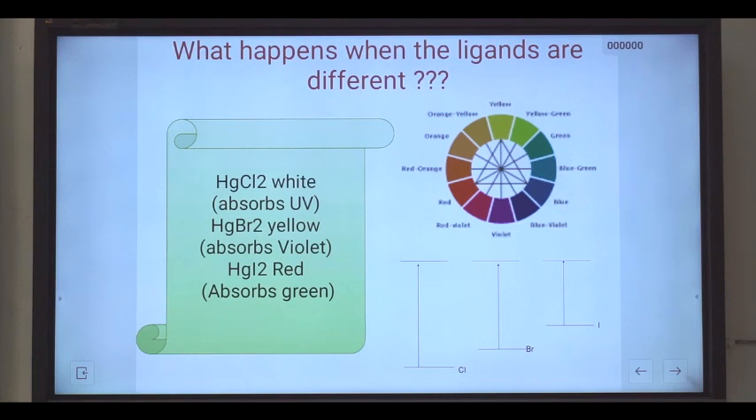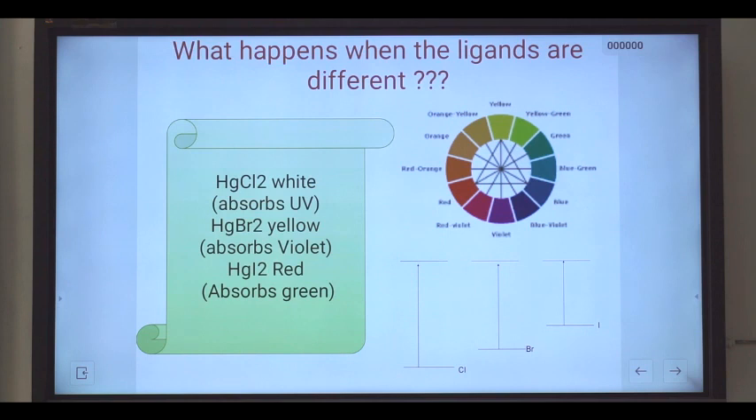HgCl2 is white in color and it absorbs the UV light. Generally those complexes which are white in color lie under the ultraviolet region, whereas those complexes which show color should lie in the visible region. HgBr2 is yellow in color but it absorbs violet, and HgI2 is red in color and it absorbs green. So why does this happen?